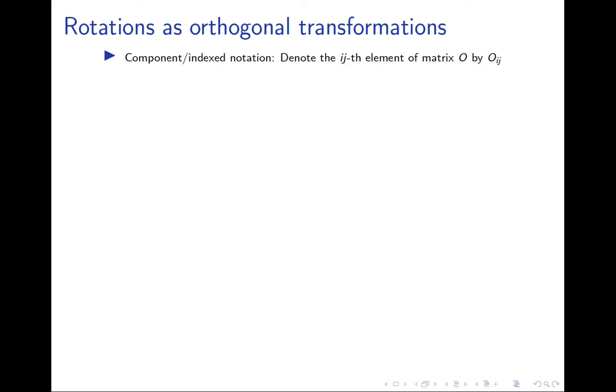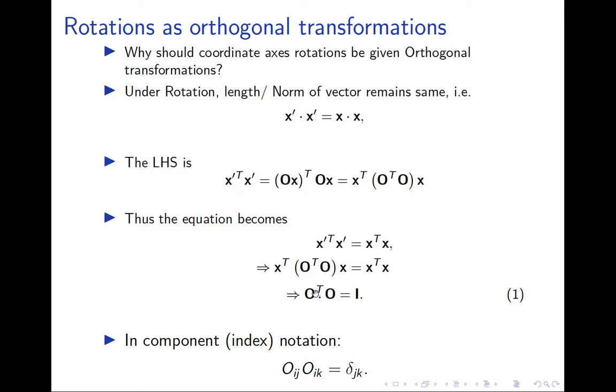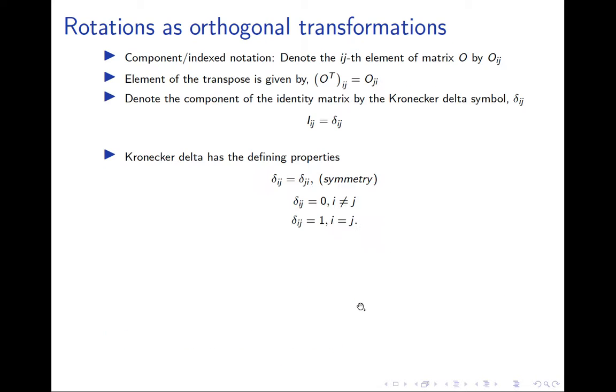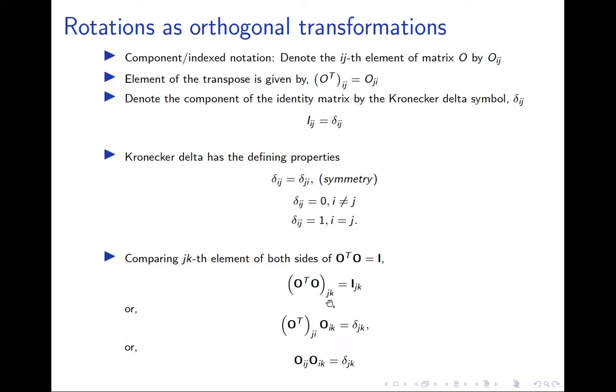Now, let's go back a bit. We have this equation, O transpose O equals I. Let's take the jk component of both sides of this equation. O transpose O is also a matrix, so take the jk element of it. The jkth element of the identity matrix is the Kronecker delta symbol, delta jk, so we write this equal to delta jk.